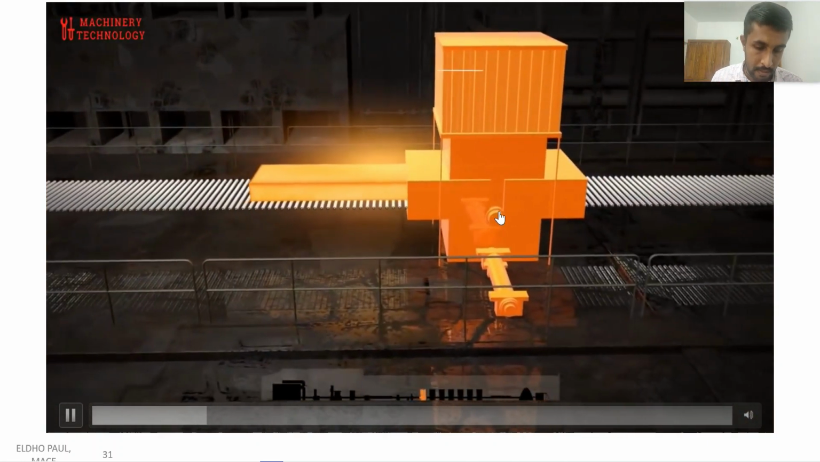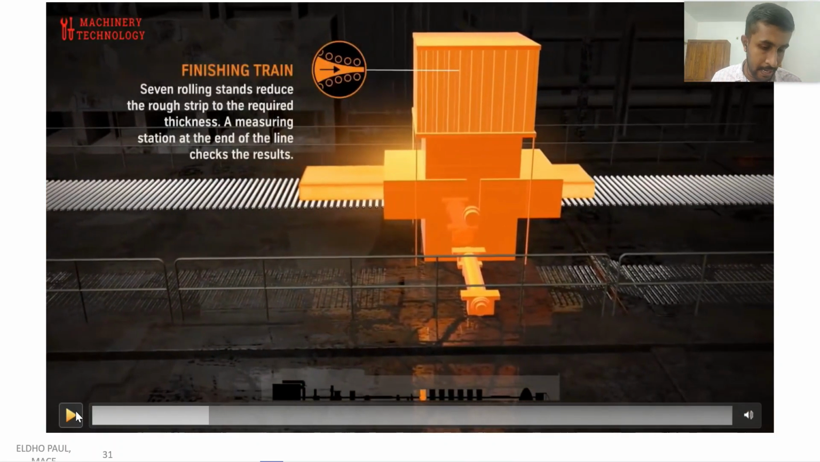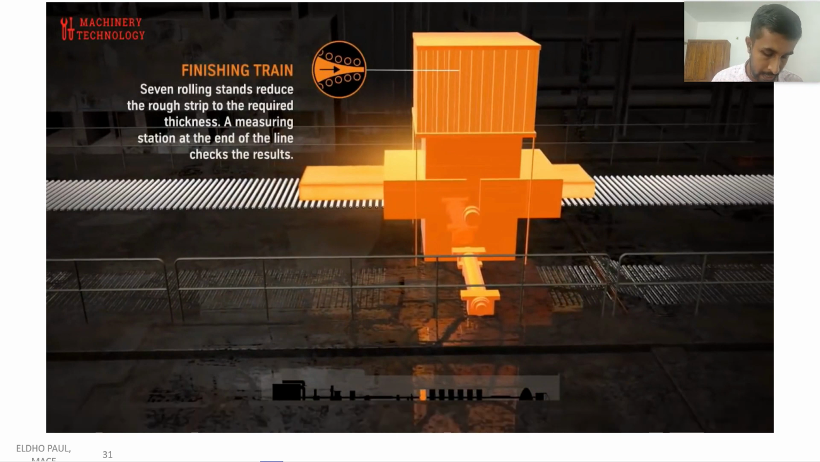Then finish straight. Here we can see a set of rollers arranged from large rollers to smaller rollers. The workpiece is initially reduced to one depth, then again further reduction, and finally we get this one. So this is actually the finish rolling process.